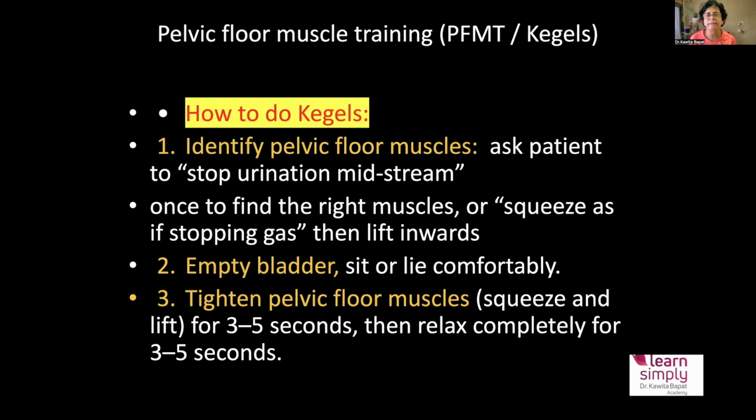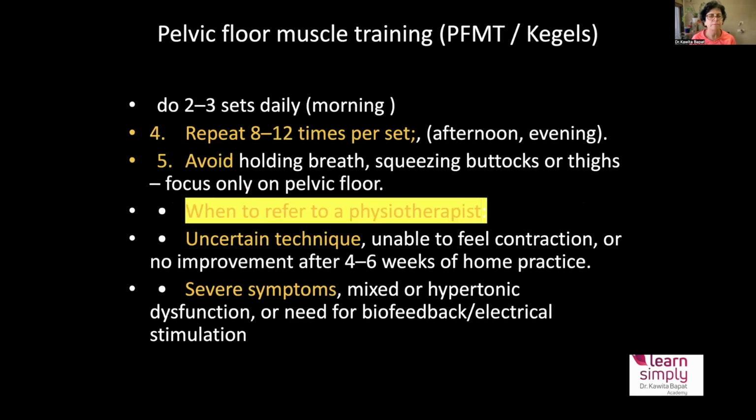Then pelvic floor muscle training, that is PFMT, or the Kegels. How to do the Kegels? One, identify pelvic floor muscles: ask the patient to stop urination midstream once to find the right muscles, or squeeze as if stopping gas, then lift inwards. Number two, empty the bladder, sit or lie comfortably. Third, tighten the pelvic floor muscles, squeeze and lift for 3 to 5 seconds and then relax completely for 3 to 5 seconds. Do 2-3 sets daily, morning, afternoon and evening, repeating 8 to 12 times per set. Avoid holding breath, squeezing buttocks or thighs, focus only on the pelvic floor.